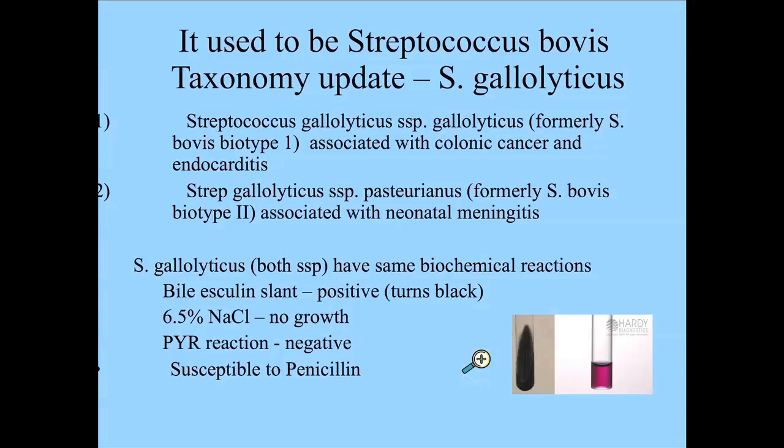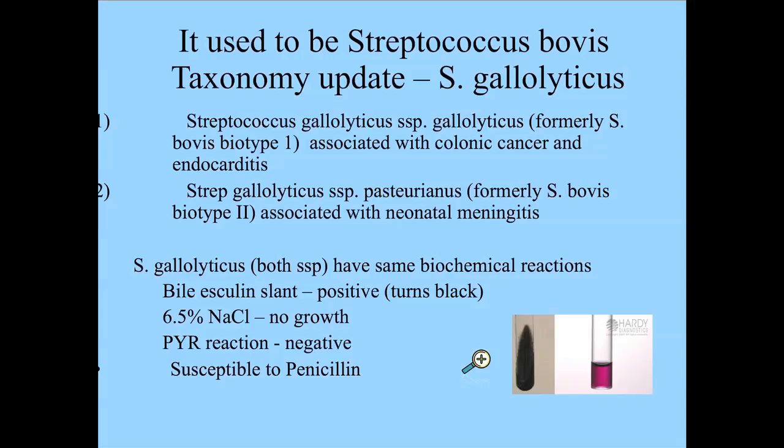The gallolyticus subspecies is the one that we used to think of in adults being associated with bacteremia and colon cancer, and that's a very, very important association. The second one was more associated with neonatal meningitis.